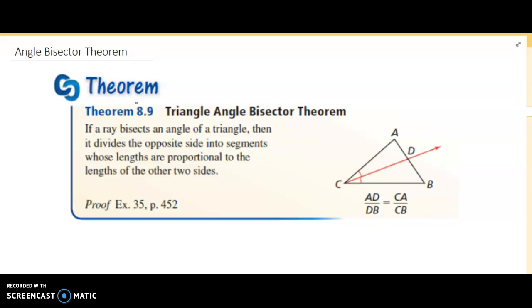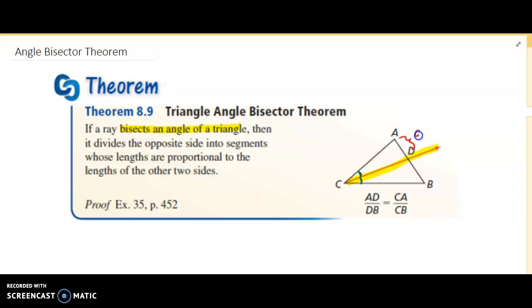All right, let's talk about the triangle angle bisector theorem. It says if a ray bisects an angle of a triangle. So this here has to be an angle bisector or we cannot use this theorem. Notice in this diagram, it shows me that this angle and this angle are congruent, indicating that this is a bisector. Then it divides the opposite side into segments whose lengths are proportional to the lengths of the other two sides. So that is a mouthful and hard to understand.